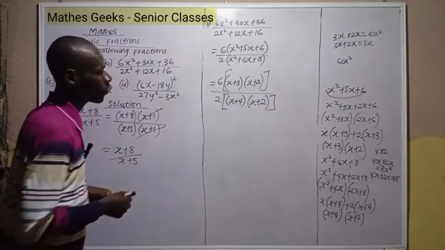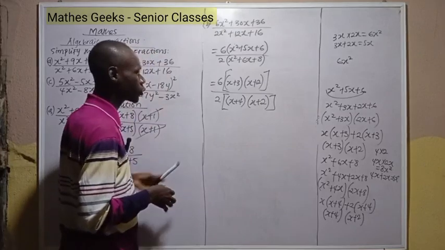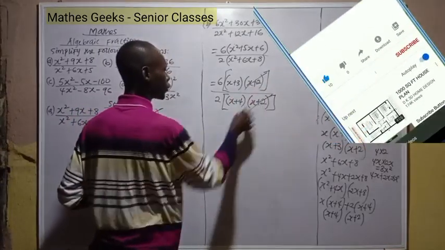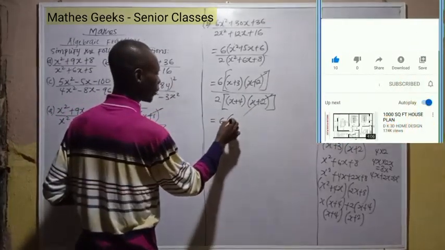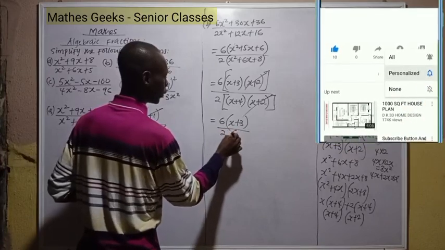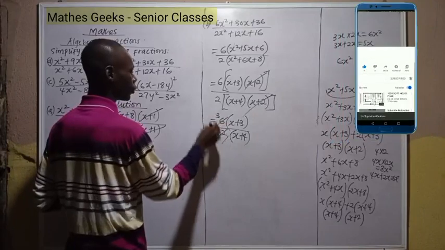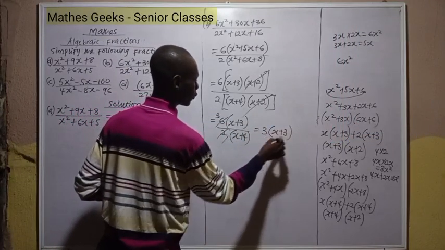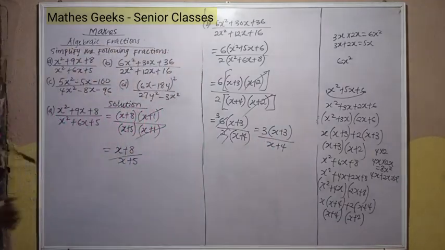Okay, so now that we've achieved this, the next thing is to look out for what would cancel what. So this will cancel this, so these two will go. So we are left with 6 times x plus 3 and 2 times x plus 4. So this 2 goes once, and here 3. So we're going to have 3 times x plus 3 over x plus 4. That's the simplified form.